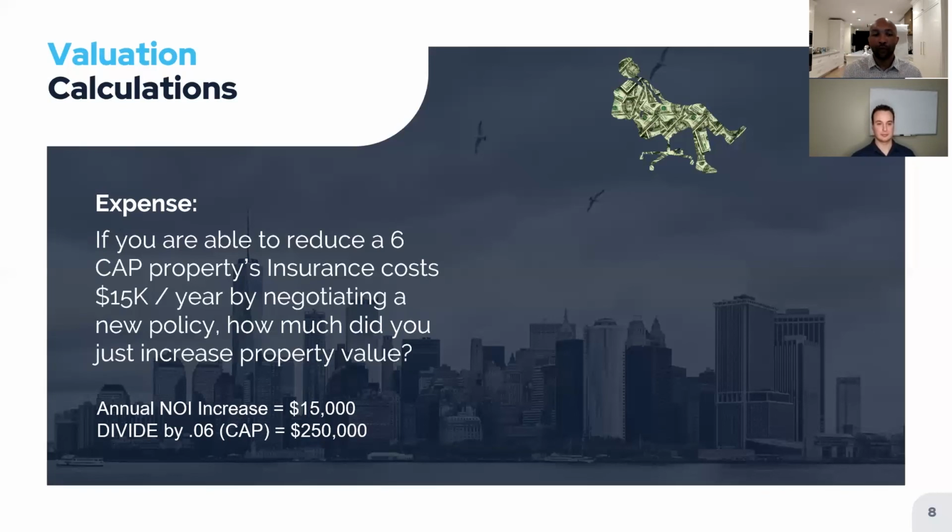You can create so much value with this by doing a little bit of work, calling your insurance agent and saying, hey, what can we get? Can we get a better rate? Can we do something with the insurance? Shopping the insurance numbers, right? You save $15,000 a year, you just created $250,000 in value.